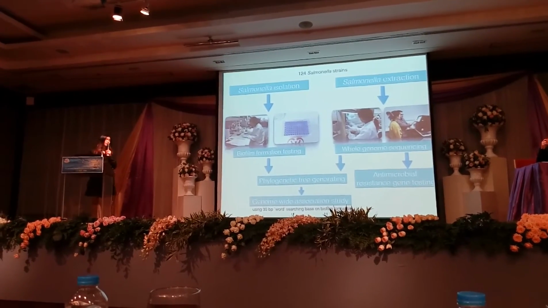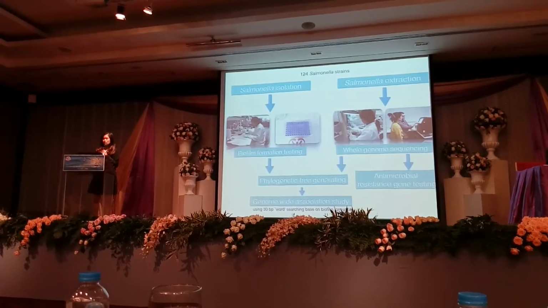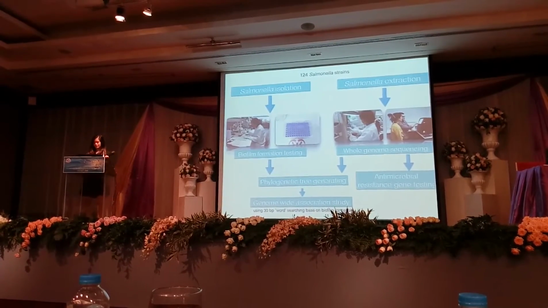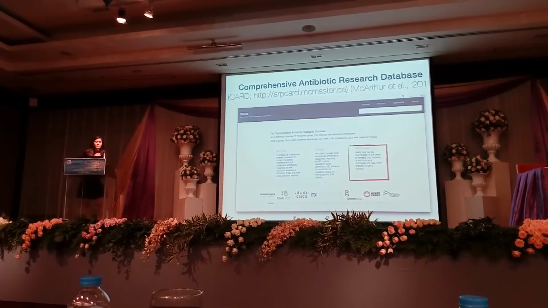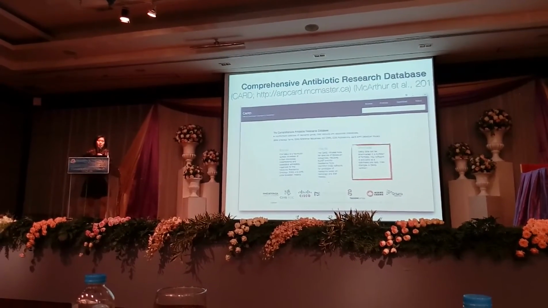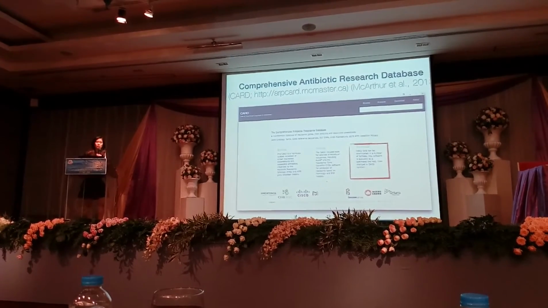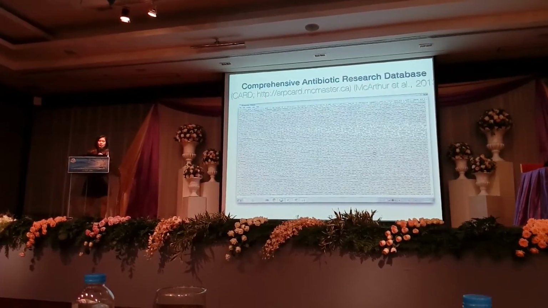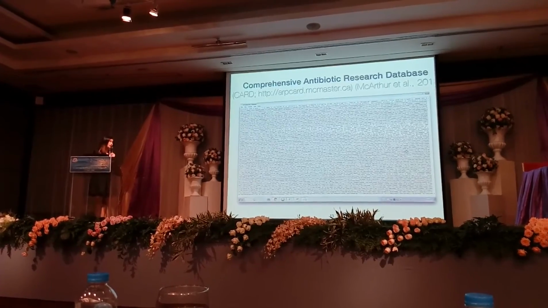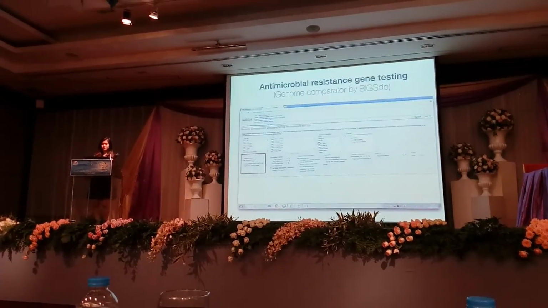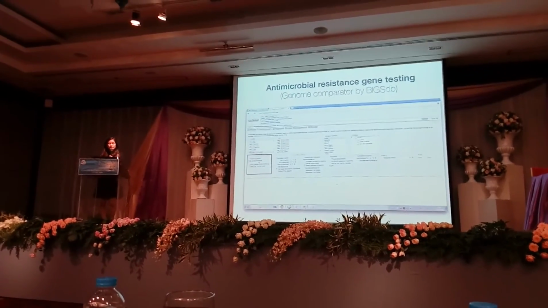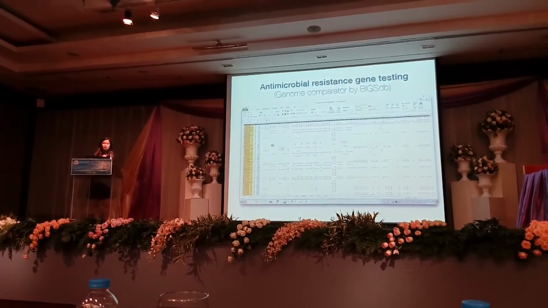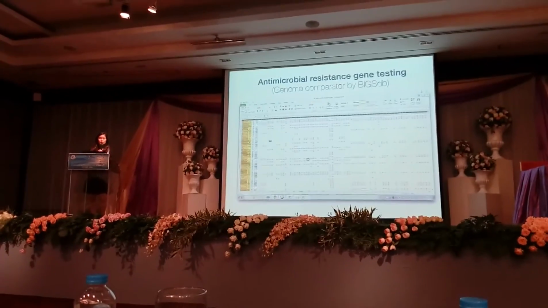For the GWAS, I will explain more clearly in the next slides, but for now I will just explain how to do the antimicrobial resistance gene testing. Antimicrobial resistance gene testing uses a tool, the Comprehensive Antibiotic Resistance Database, or CARD. You can go to this website and click on download, and you will get FASTA files that include all the public antimicrobial resistance genes. Then you put them in the database and click submit, and you get the result, where number 1 or pink means 100% similarity.